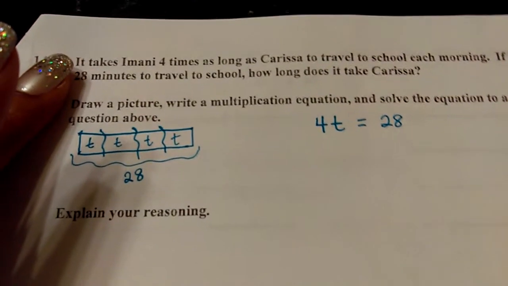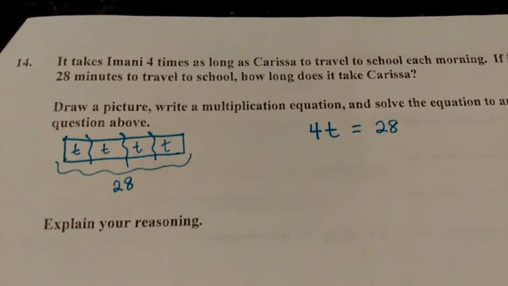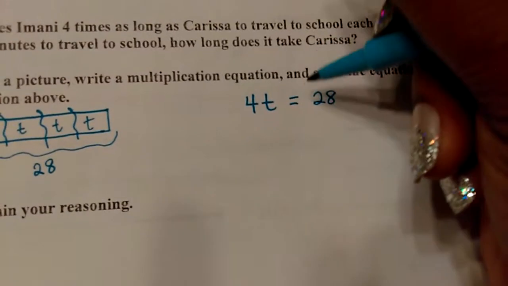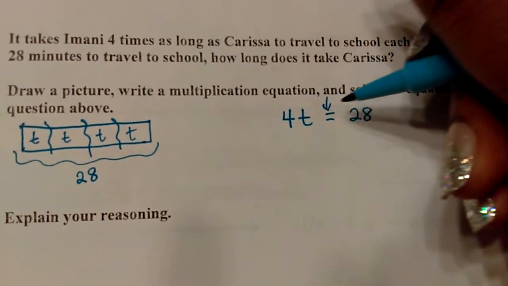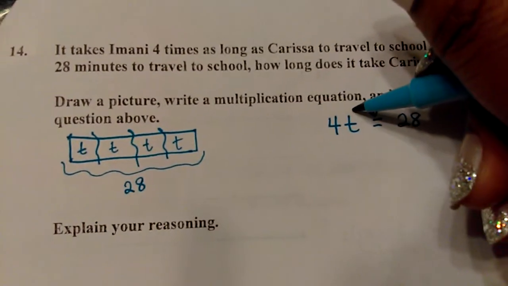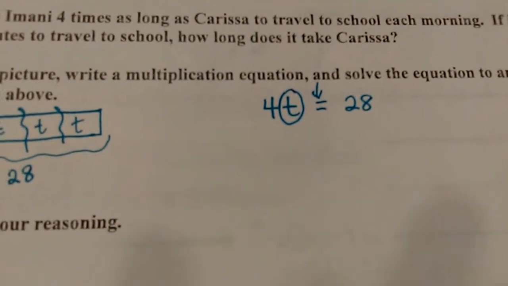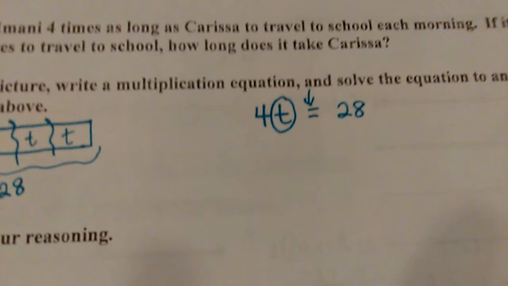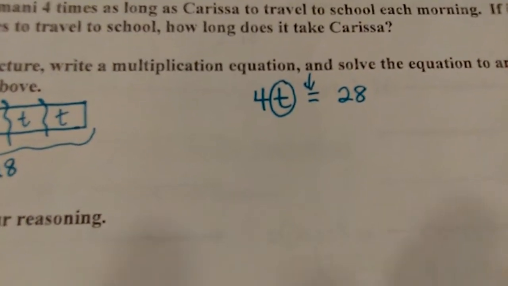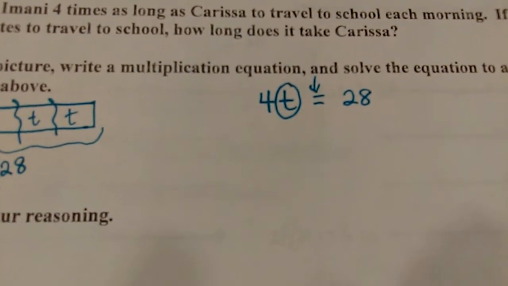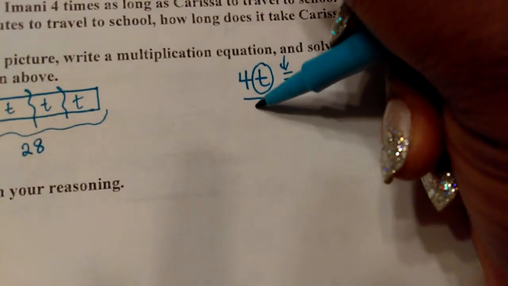So now we're going to solve this using our one-step equation strategies. So the first thing I'm going to do is point to my scale. And now I'm going to circle my variable. And I can ask myself, what's being done to that variable? Well, it's being multiplied by 4. So the opposite or inverse operation of multiplying by 4 is dividing by 4. So I'm going to divide both sides by 4.